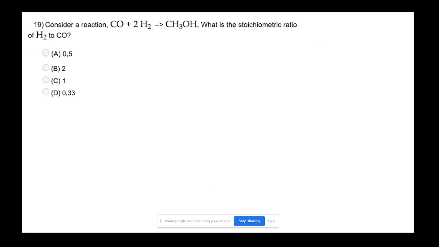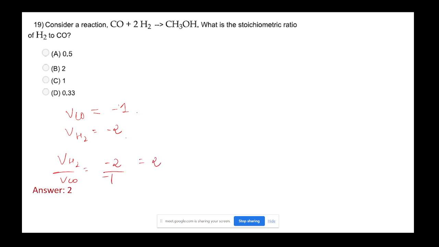Coming to the next question, consider a reaction CO plus 2H2 gives CH3OH. What is the stoichiometric ratio of H2 to CO? Now the stoichiometric coefficient Vi for CO is -1. For H2 it is -2. If I want to find the ratio for H2 to CO, it will be -2 by -1, which is nothing but 2.